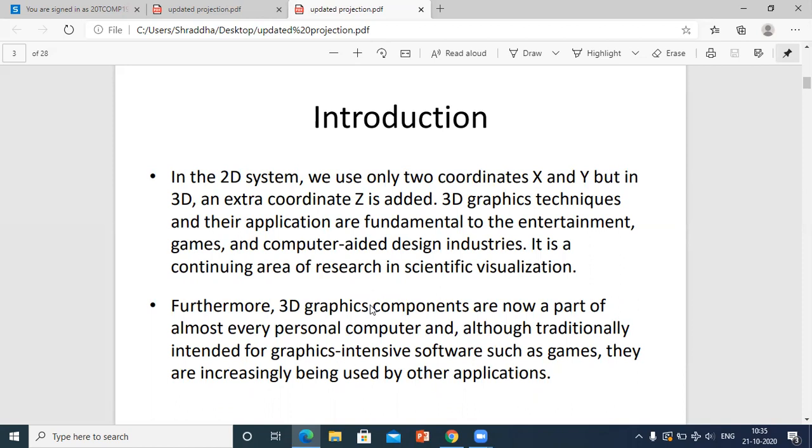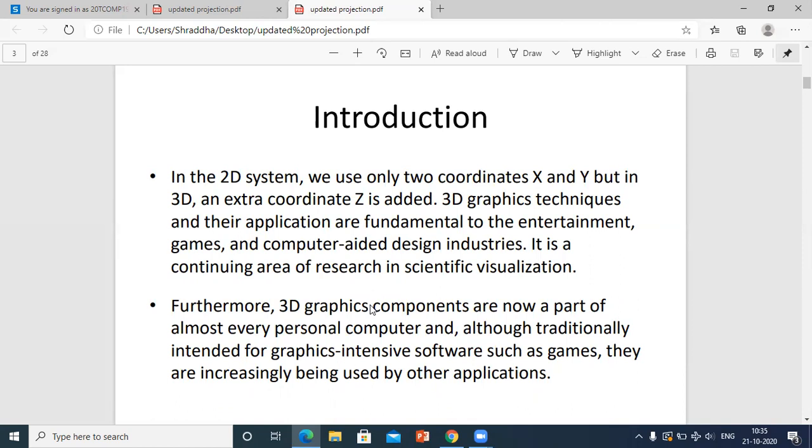So 3D techniques are mostly used in gaming sections, in entertainment sections, and in CAD designs. Mostly they are used if you want to draw any interior of a house, any structure of a bungalow, any structure of a building. So these are nothing but uses of modern 3D techniques.